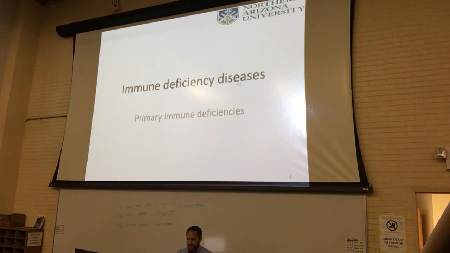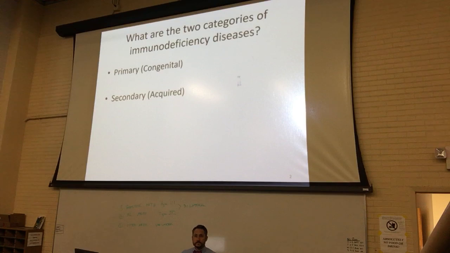All right, our next lecture, we're going to be talking about primary and secondary immune diseases. Okay? Primary versus secondary, or primary versus acquired. And as the name would imply, primary, you're born with, they're congenital. Secondary are acquired, meaning you have to be exposed to them. That's the big difference. So there are congenital or primary immunodeficiency diseases that are really difficult to think through.